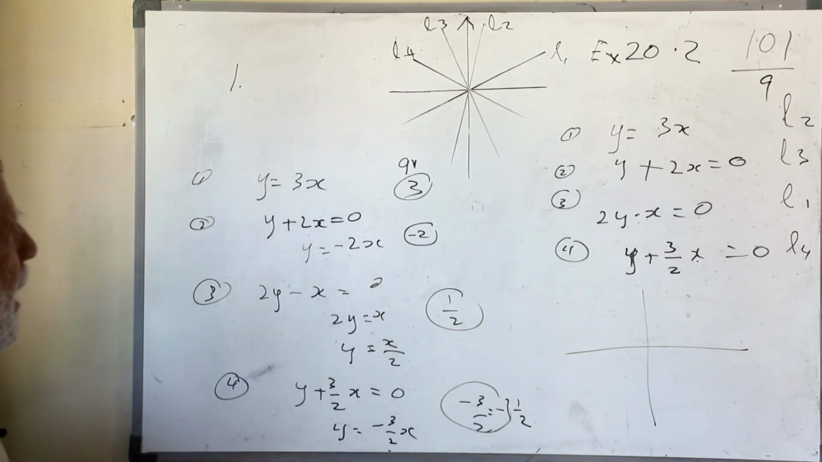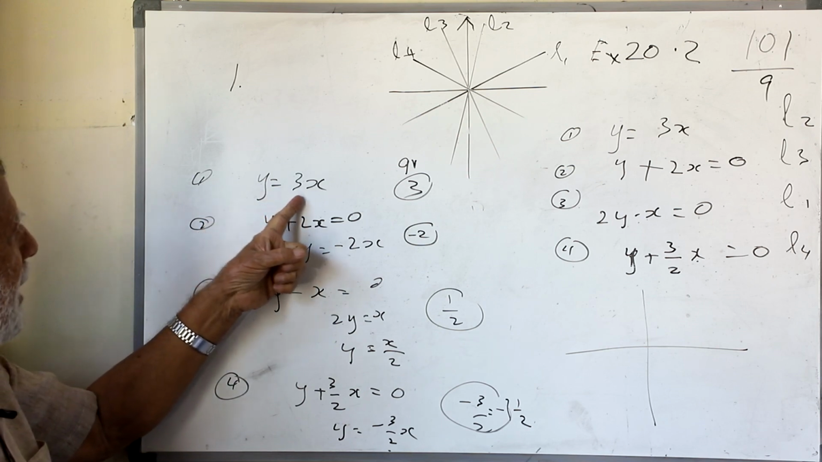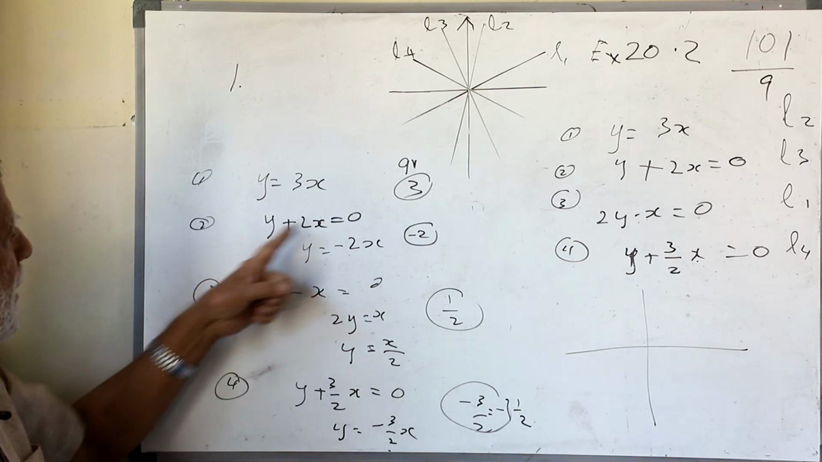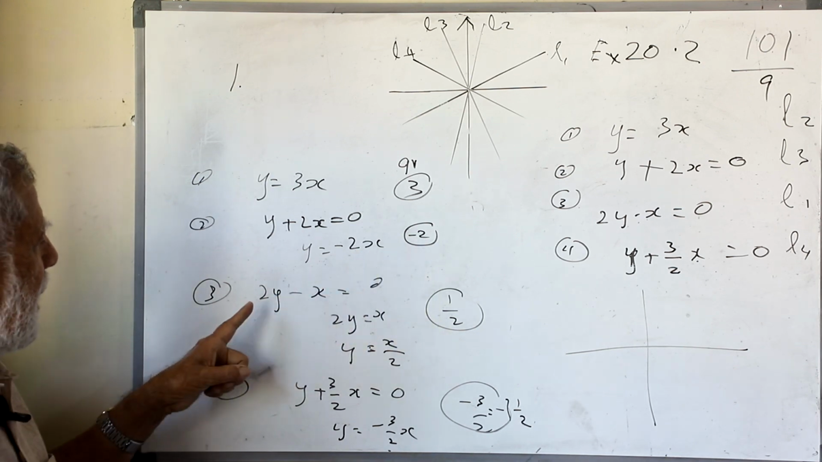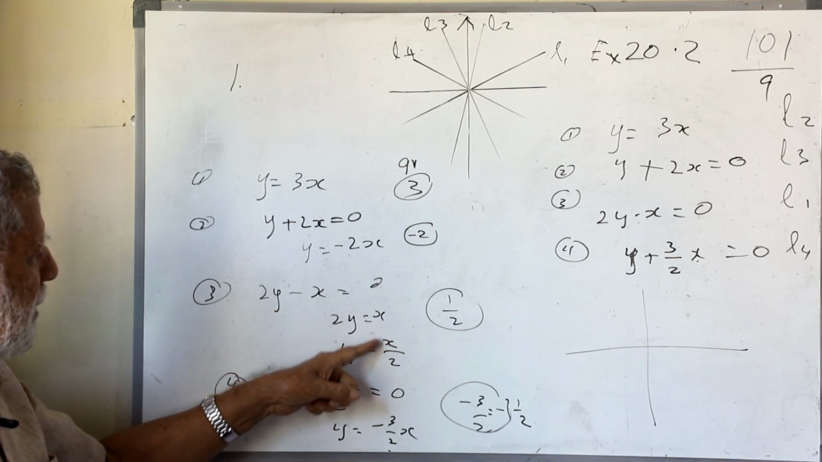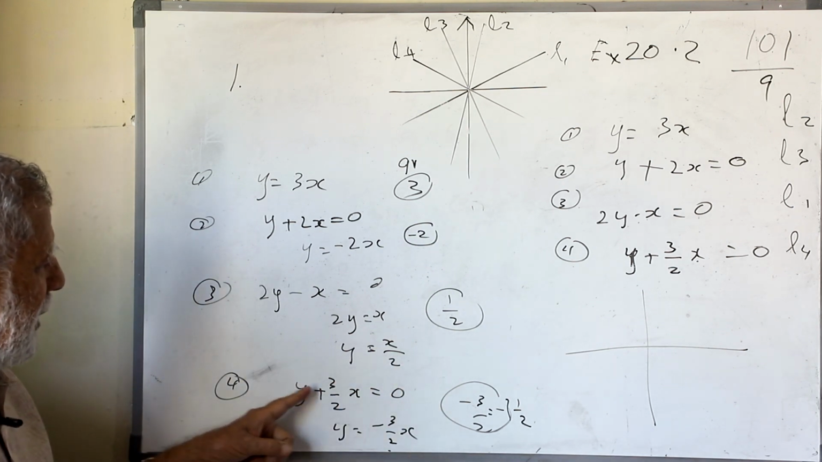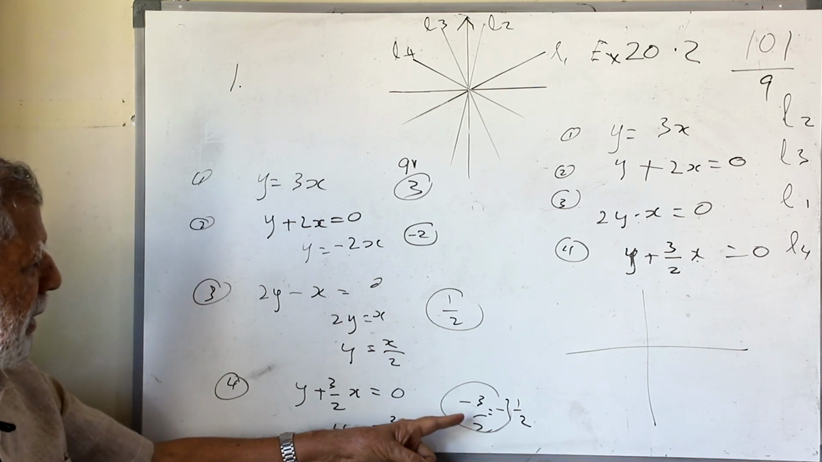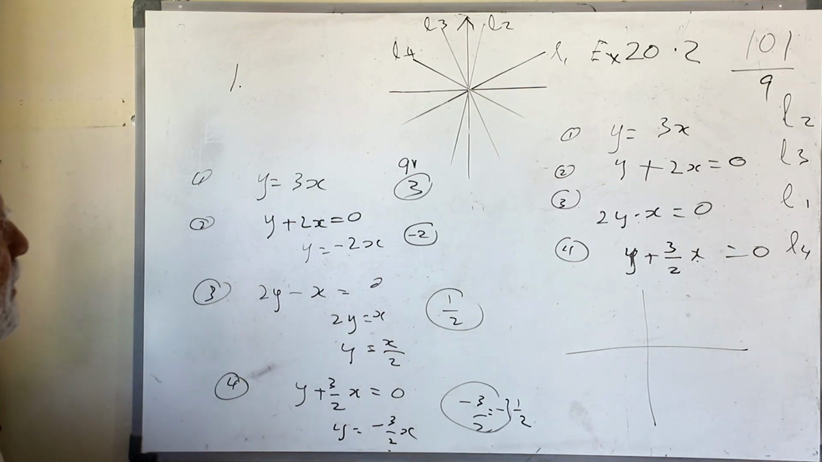Now we have calculated the gradients. For the first one, y is equal to 3x, so the gradient is 3. Second one, y plus 2x is equal to 0, so y is equal to minus 2x, so the gradient is minus 2. Here 2y minus x equals 0, so 2y equals x, y is equal to x upon 2, that is half. And the fourth, the gradient is minus 3 upon 2. So now we have to just number the lines.